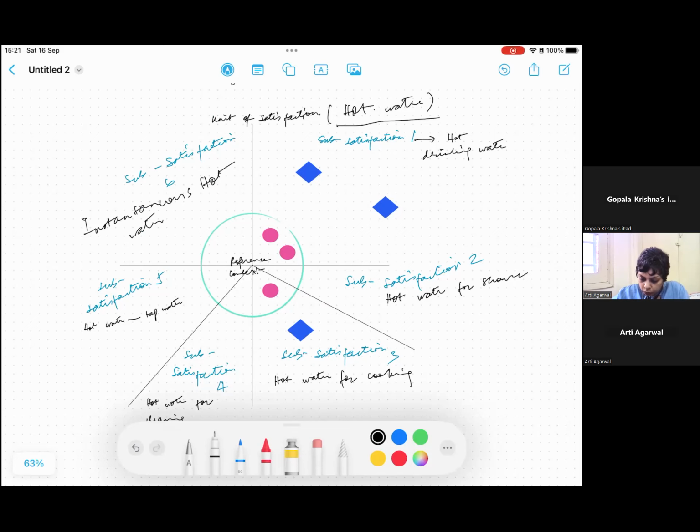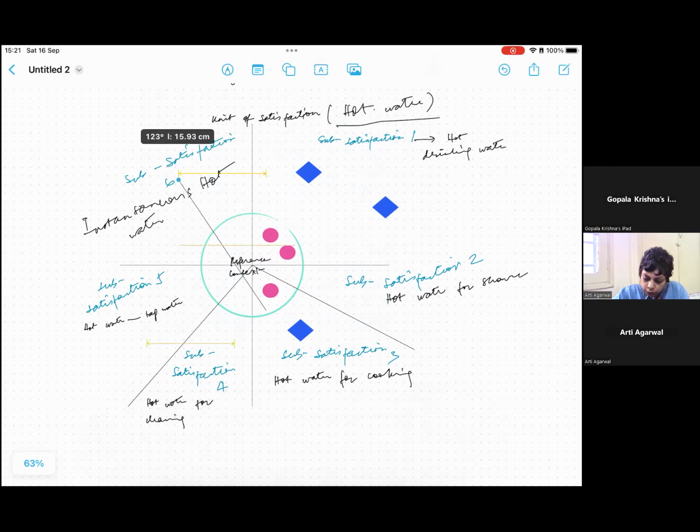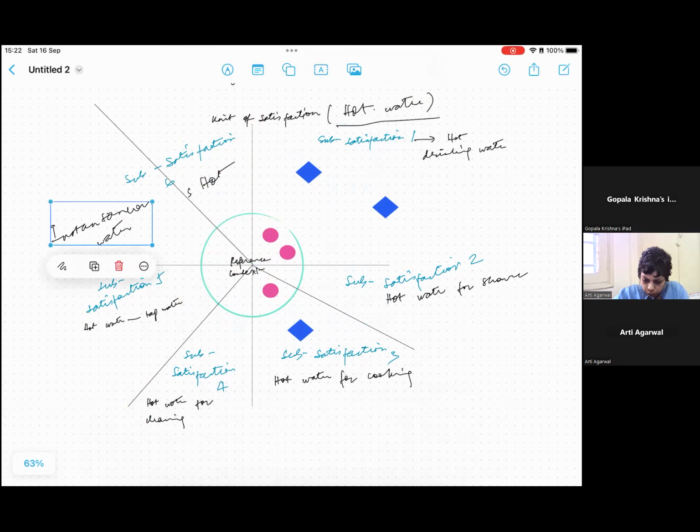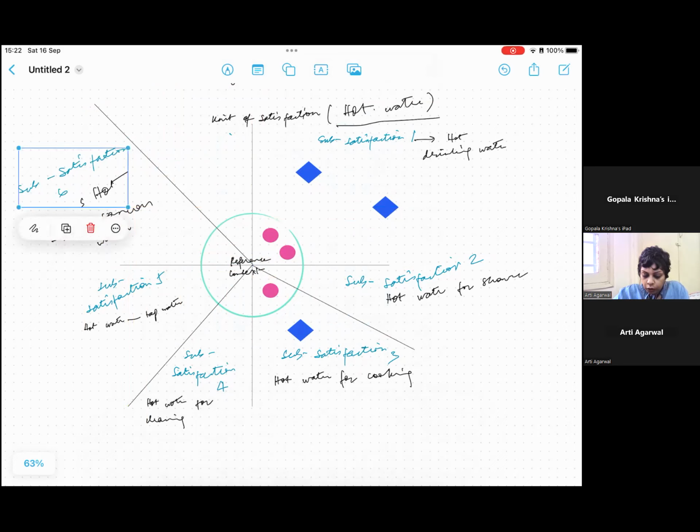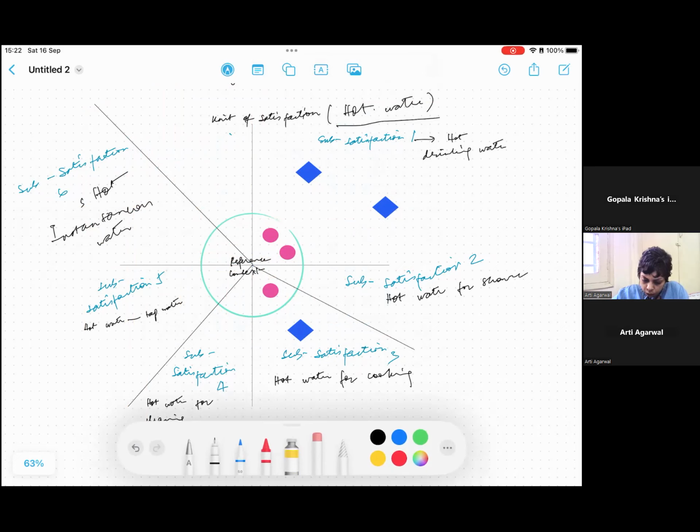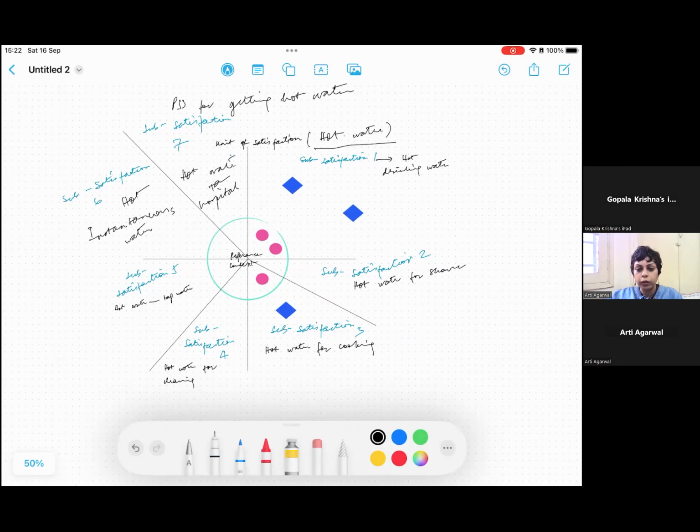You can also have, instead of residential use, industrial use, or health sector use. So hot water for hospitals. Say suppose we want to do that. I'm not saying you have to, it depends on your reference context. So this just gives us an idea of all the possibilities we can explore.